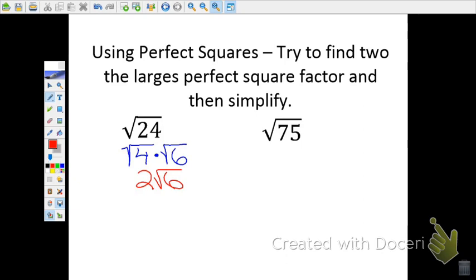Square root of 75. What's a perfect square that goes into 75? 25. 8's not a perfect square, and 8 doesn't go into 75. Square root of 25 times square root of 3. We know the square root of 25 is 5. Is there a perfect square that goes into 3? No. So 5 square root of 3 is the solution.